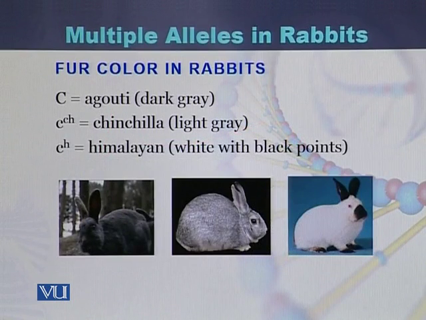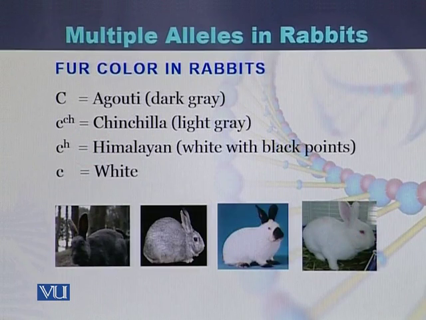Another comparison: C is for agouti, and if there is the CH allele, it will be chinchilla. If there is only the H allele, then it is called Himalayan. Himalayan is a rabbit that has small black spots on the nose and on the feet. The fourth allele of the gene is for white. If there is a C allele in the recessive form, then the fur color of the rabbit will be white, or albino.